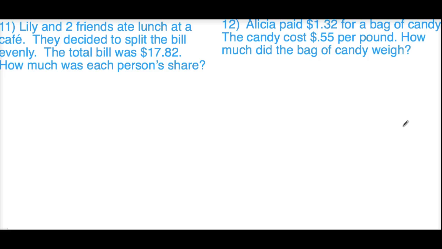Number 11, Lily and her two friends ate lunch at a cafe. They decided to split the bill evenly. The total bill was $17.82. How much was each person's share? So I gave some partial credit here if you divided correctly. However, you were supposed to divide by Lily and her two friends, which is 3 people. So that would be $17.82 divided by 3 people.